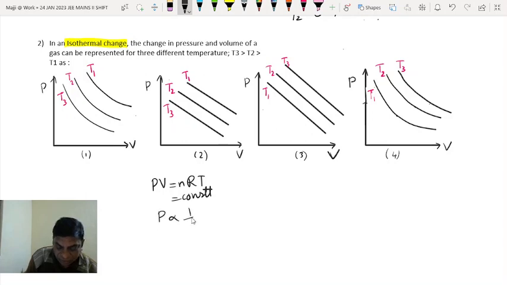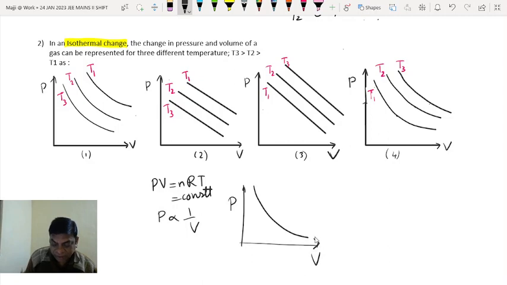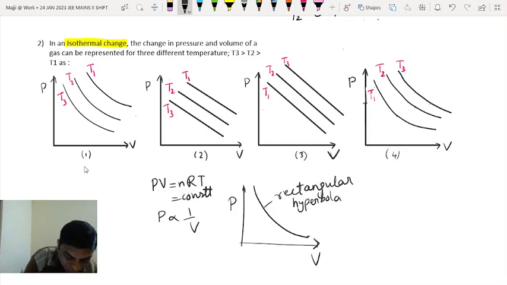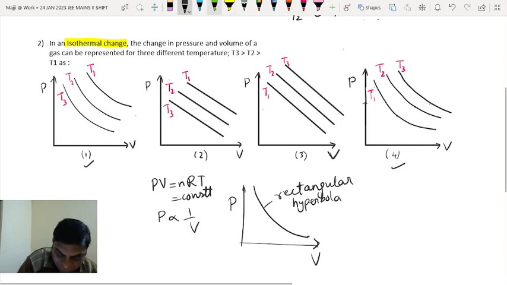So pressure varies inversely as volume. When two quantities vary inversely with each other, then the graph between them is a rectangular hyperbola. You can see it is just like this. The graph touches the two axes at infinity. They tend to get closer and closer as you move away from the origin. That is known as a rectangular hyperbola. So that means you have either option 1 or 4, any one of them.